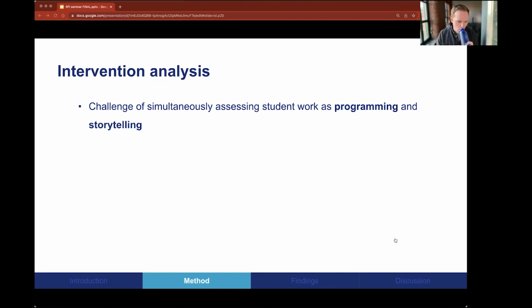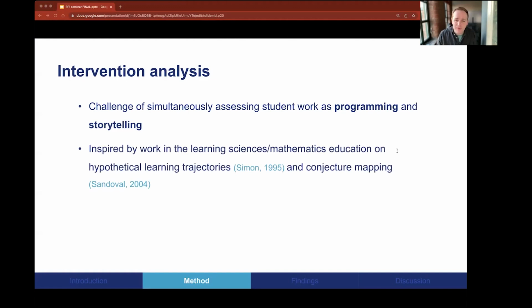And so going back to the literature, we were quite inspired by work in the learning sciences, and particularly work in mathematics education on hypothetical learning trajectories, where you predict or anticipate how learning will occur, and then you observe it and you compare the two. So that's broadly the approach. And also conjecture mapping by Bill Sandoval. But we wanted something quite granular, so we could really dig down into how students were creating these texts.